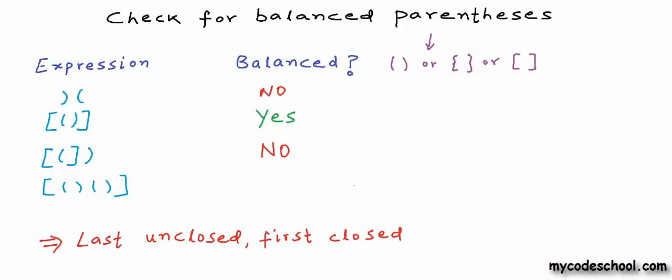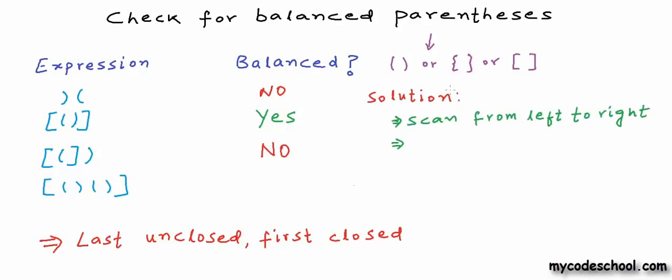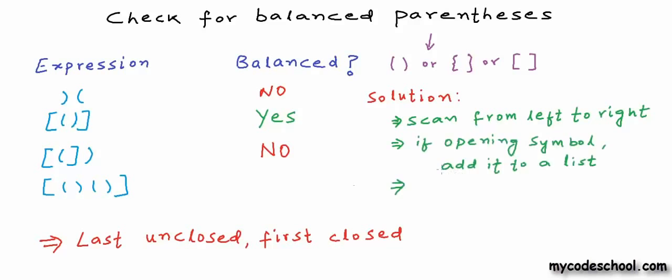Now when we have a closure, it should be closure for this guy. We can use this approach to solve this problem. What we can do is we can scan the expression from left to right, and as we scan, at any stage we can keep track of all the unclosed parentheses. Basically, whenever we get an opening symbol, an opening parenthesis, an opening curly brace, or an opening square bracket, we can add it to a list. If we get a closing symbol, it should be the closure for the last element in the list.